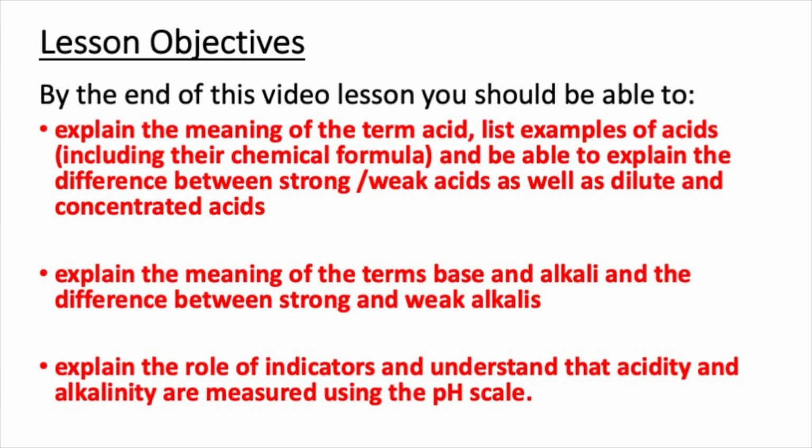So that concludes this video lesson. So after watching this video, you should be able to explain the meaning of the term acid, be able to list examples of acids, including their chemical formula, and be able to explain the difference between strong and weak acids, as well as dilute and concentrated acids. You should also be able to explain the meaning of the terms base and alkali, and the difference between strong and weak alkalis. And finally, you should be able to explain the role of indicators and understand that acidity and alkalinity are measured using the pH scale.